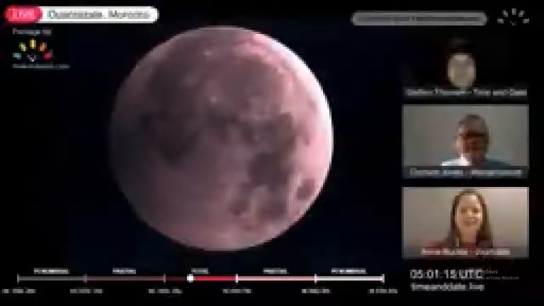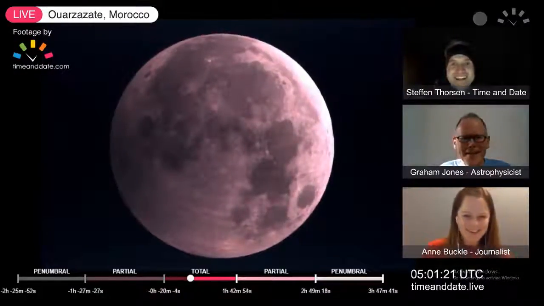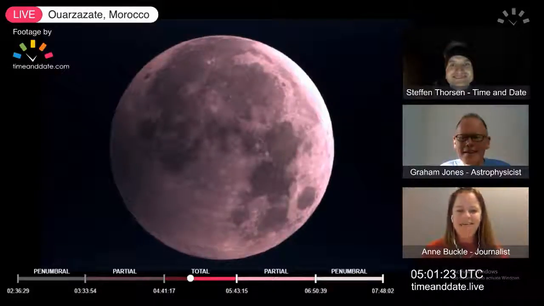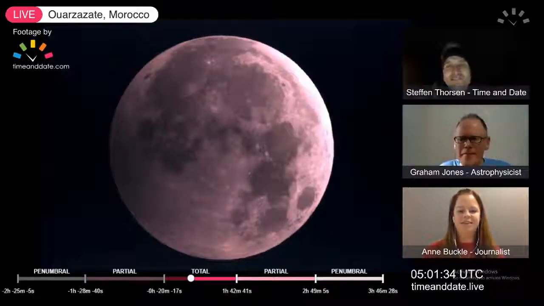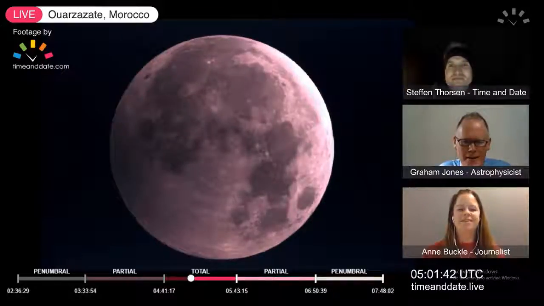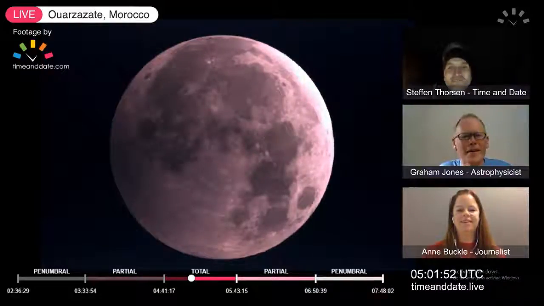Hello, here we have Stefan right above Graham's head there on the screen. Hi, Stefan. Hi, Anna. How are things in Morocco? It's very nice. The sky has been clear all night, and the forecast wasn't, well, some cloud coverage was expected, so we have been really lucky here. We had some problems sometimes connecting internet-wise, but it has been really good. The wind has been shaking the telescope a little bit from time to time, but now it's less windy again. So we're quite good.